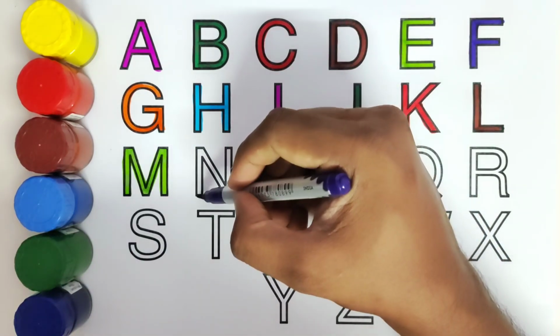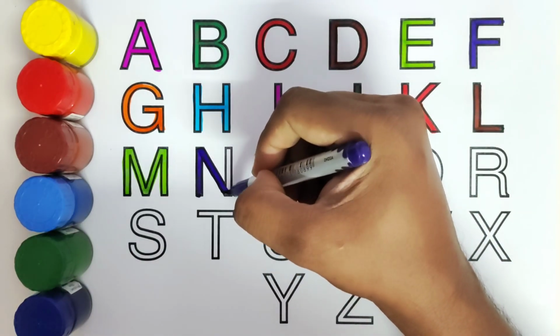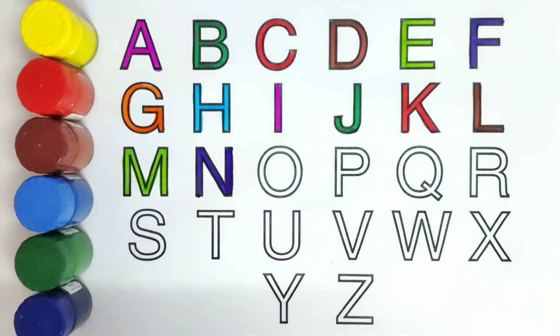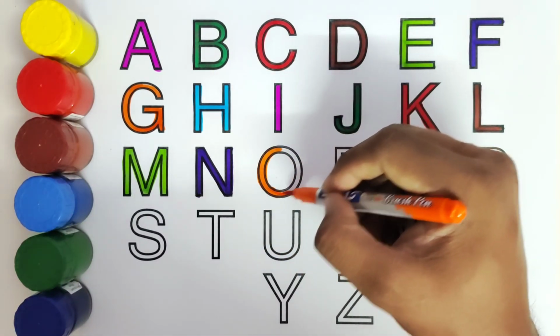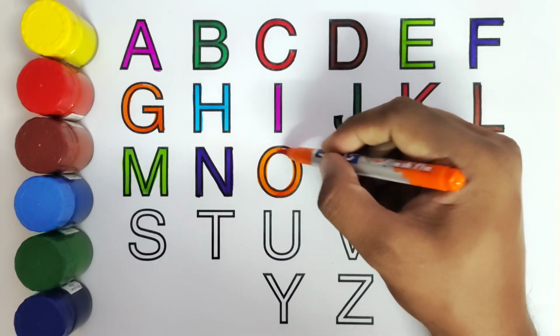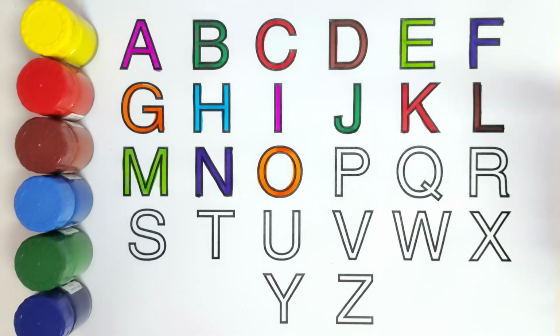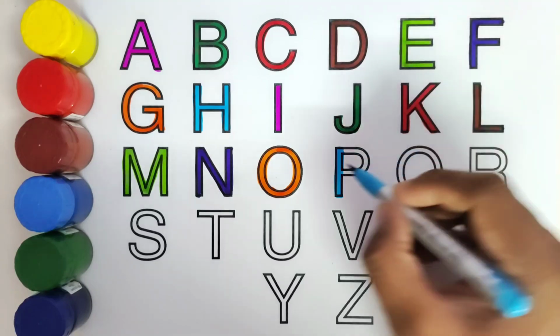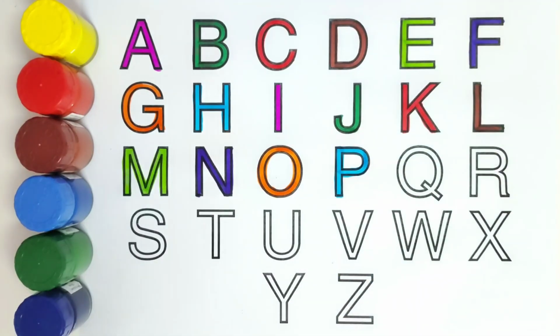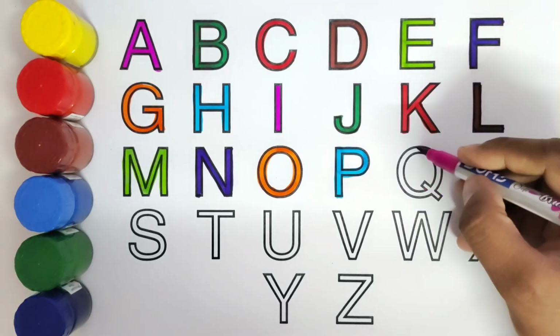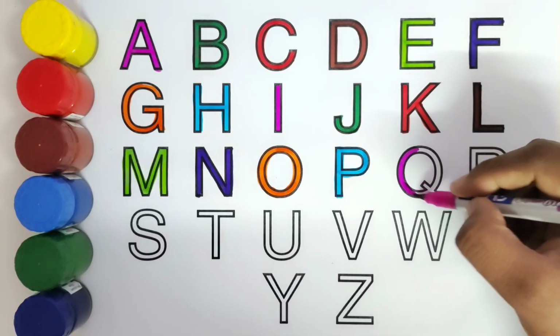This is N. N for nest. This is O. O for owl. This is P. P for pigeon. This is Q. Q for queen.